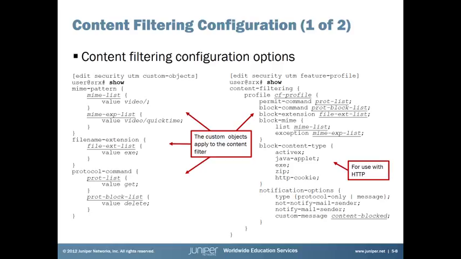So these are our custom objects which we can set up under UTM. And once you go under the content filtering feature profile, we're going to set up a CF profile, and we're going to have a permit on our protocol list. We're going to have a block on our protocol block list, block certain extensions, and block the MIME list, and create an exception for the MIME exception list.